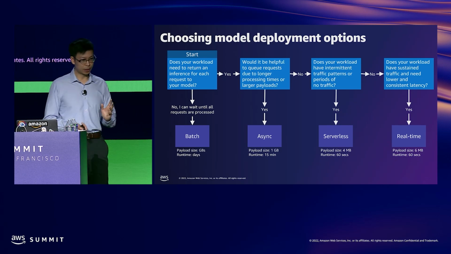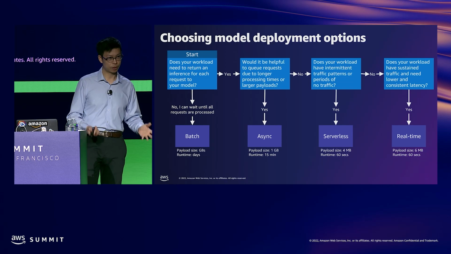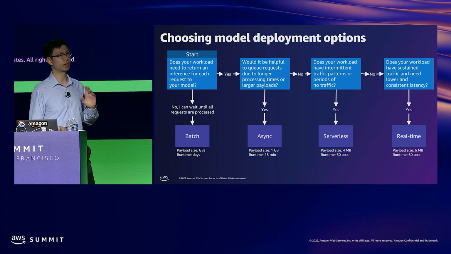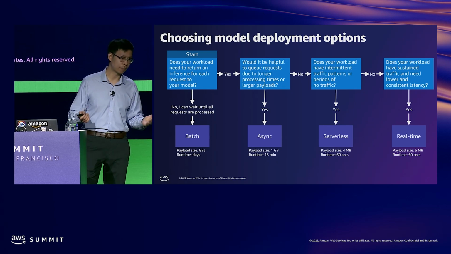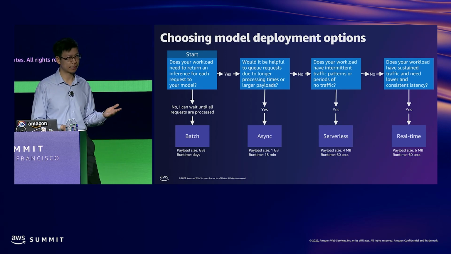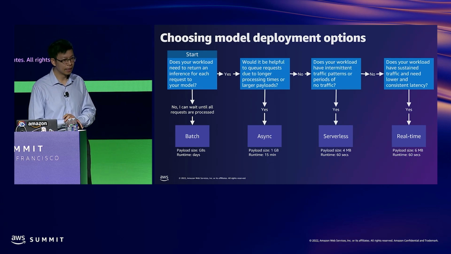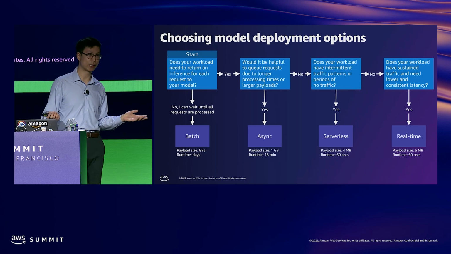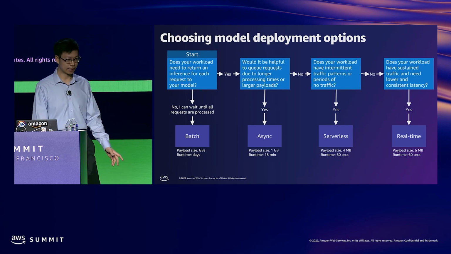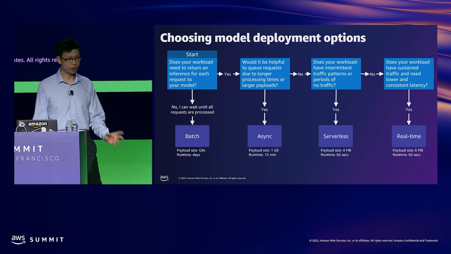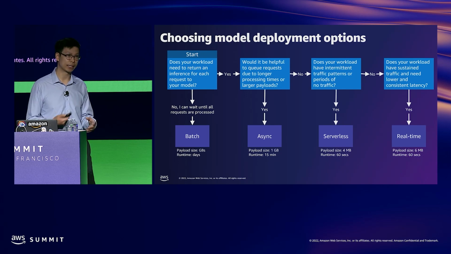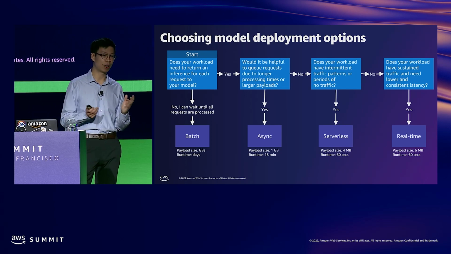Does your workload need to return an inference for each request to your model? So this basically tries to segment whether or not you need an online inference option or a batch inference option. So if your workload or application can wait until all the requests are processed and then just use the inference results, batch is a good place to start because it has the most permissive of the payload size limits and the runtime limits because it's in gigabytes and on the magnitude of days.